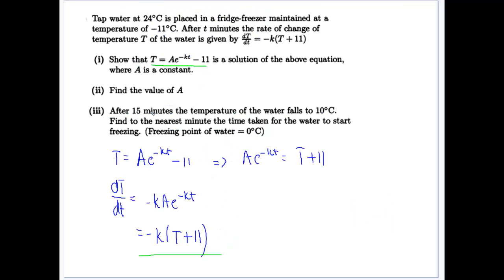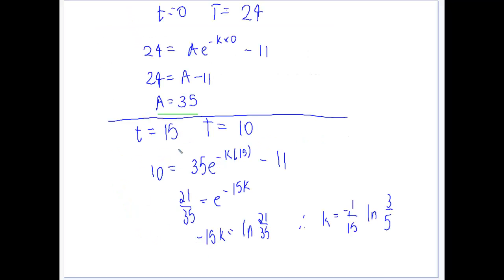And then after 15 minutes the temperature falls to 10 degrees. So find, to the nearest minute, the time for the water to start freezing. Well, we need this first part to find the value of k, and then we want what time it takes to get us to 0. So t is equal to 15, the temperature is 10 degrees. So we do our substitution there.